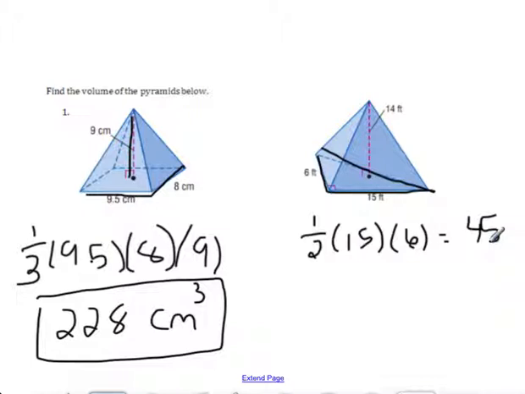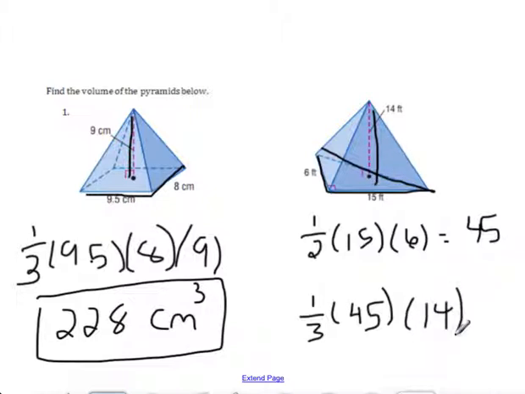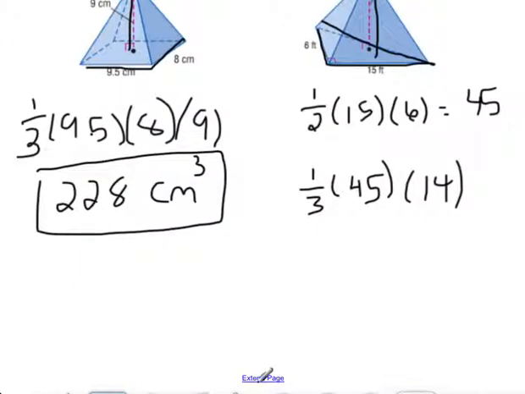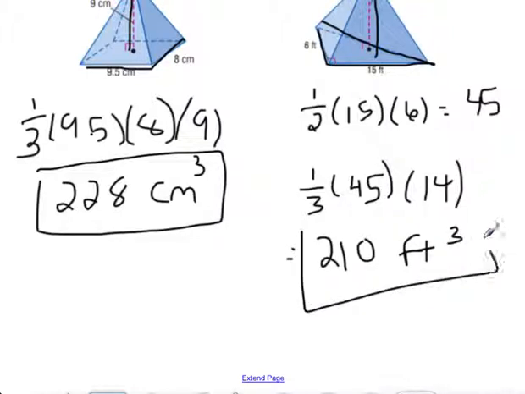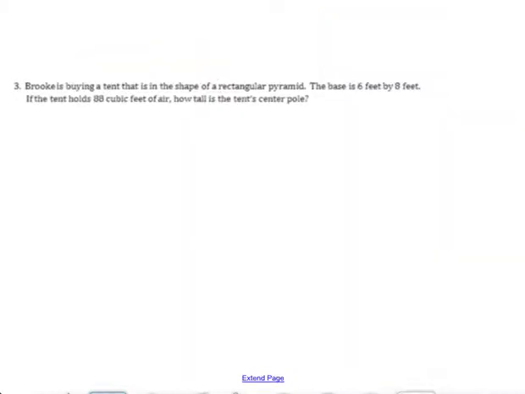So then we're going to calculate the volume. We're going to do 1/3 times the area of the base, which I calculated to be 45, times the height. Now notice that the height of the pyramid is 14. So in my calculator I can do 1/3 times 45 times 14, and that's going to give us 210 feet cubed for our final answer for number 2. Let's take a look at number 3.